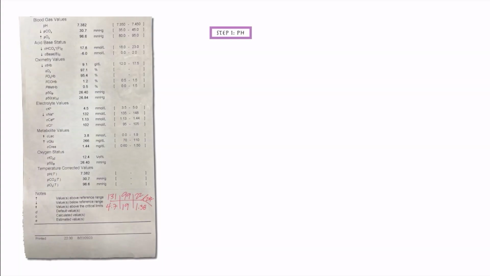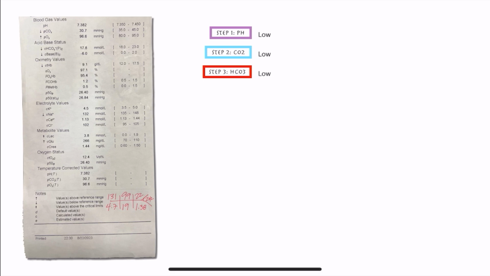Step 1, what is our pH? What side of 7.40 are we on? We are low. Step 2, CO2, carbon dioxide level. We are low. We are 30. Step 3, bicarb level. Again, we're looking at our CMP. I've got a fishbone here in the corner as you can see. The bicarb level is 19, so we are low.